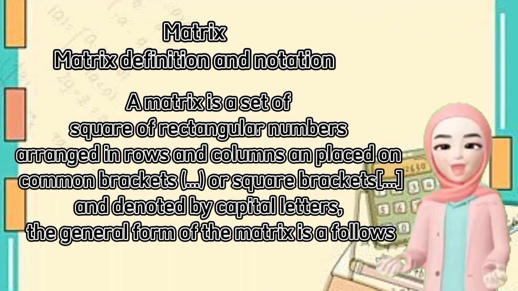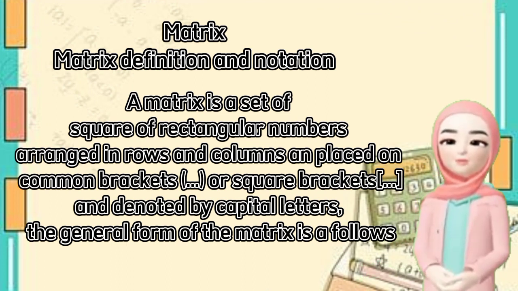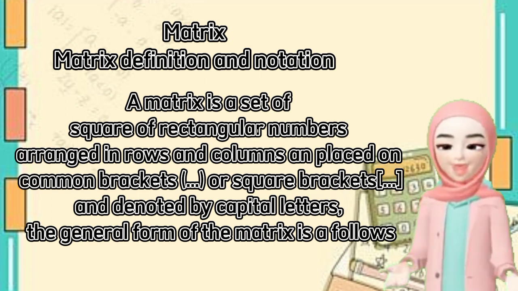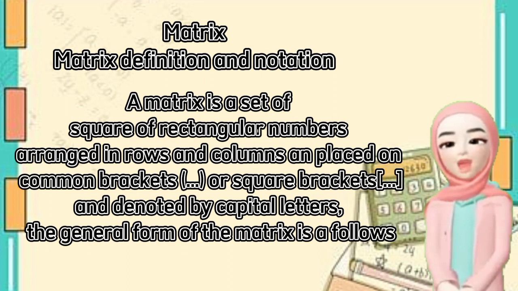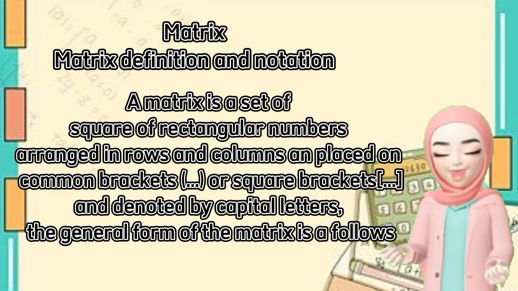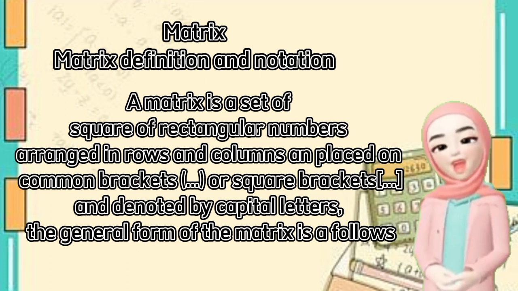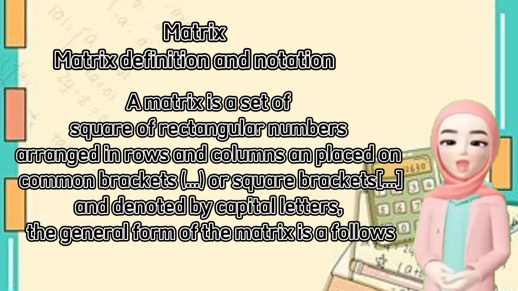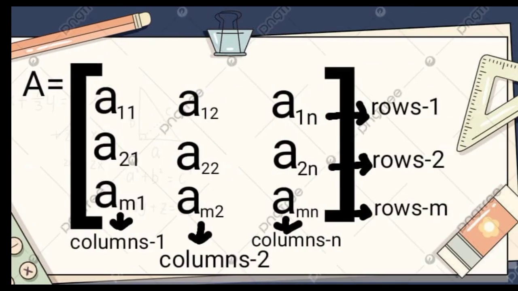Matrix concept. 1. Matrix definition and notation. A matrix is a set of square or rectangular numbers arranged in rows and columns and placed in common brackets or square brackets and denoted by capital letters. The general form of the matrix is as follows.